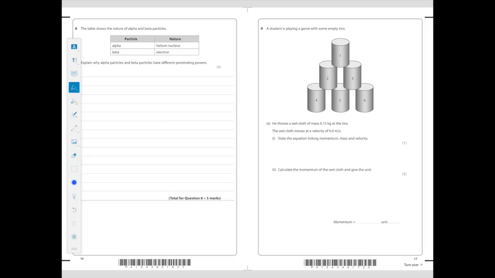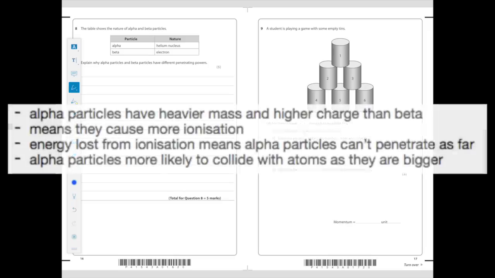So basically, let's start by looking at the difference. State first of all that alphas are much larger because they're made up of 2 protons and 2 neutrons, so they have a heavier mass, they have a higher charge. This means that they cause more ionization, which means they can't penetrate as far, and that's due to all the energy which has been lost as they've caused lots of ionization. And also point out that the alpha particles are more likely to collide with the atoms because they are bigger. Or you could give the converse argument for beta, so you could say they're smaller, they have less charge, they cause less ionization, they have a lower mass.